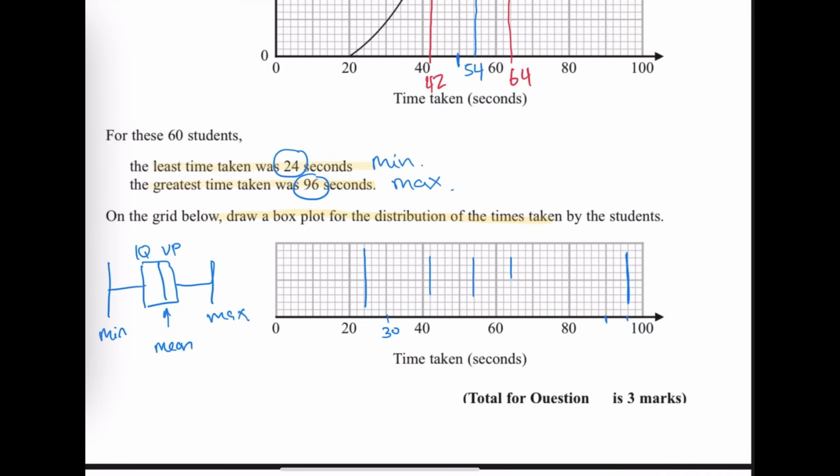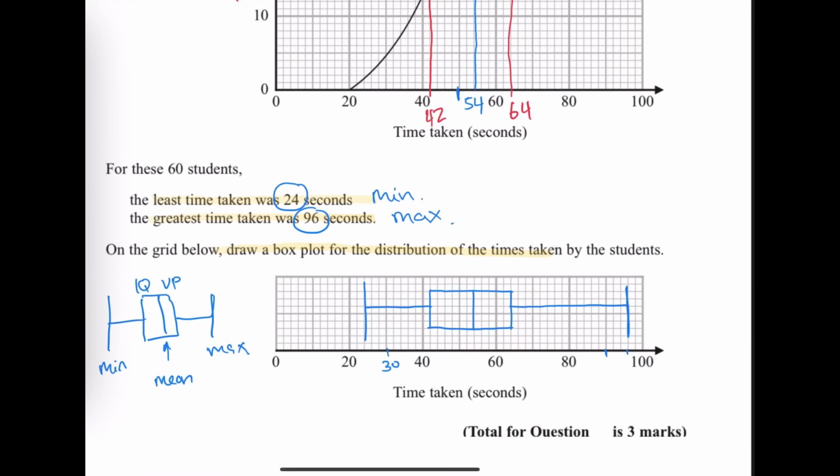Over here. Now we're going to draw the box together, like that. And then we're going to draw a line. This is to show that this was the greatest and this is the minimum. And that is our box plot over there.